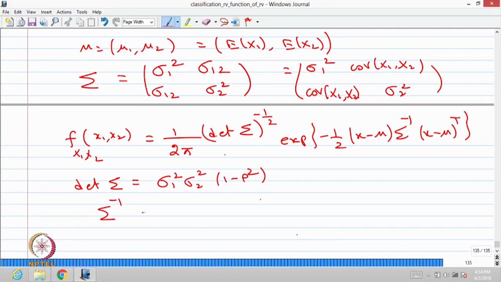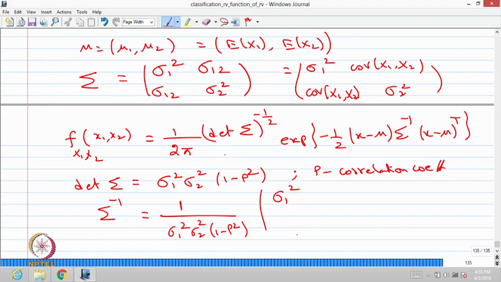Similarly, if you find the inverse of the covariance variance matrix, it is going to be 1 divided by sigma 1 square sigma 2 square multiplied by 1 minus rho square, where rho is the correlation coefficient, multiplied by the matrix with entries sigma 2 square, minus sigma 12, that is the covariance of X1 with X2, minus the covariance of X1 with X2, and sigma 1 square.